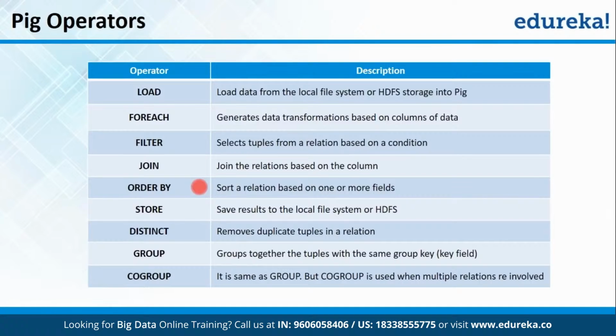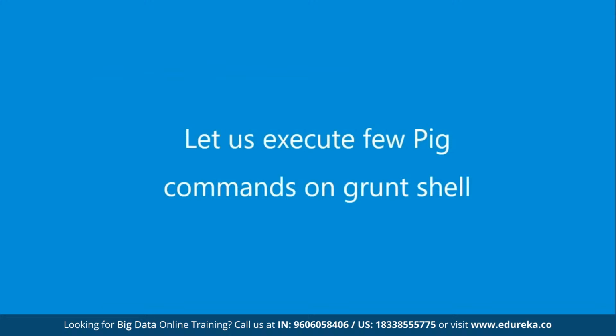Store is another relational operator used to store the data onto the HDFS or the local file system. Distinct is nothing but to remove the duplicates from the set of rows. Group is to group the data on the basis of a particular field. Co-group is nothing but a join operation between two relations followed by a group operation based on a field, right? So this is what Twitter used, which we saw in the example before. So let's move on to the next slide, and it's time for some practicals. We'll go into the grunt shell and we'll execute a few commands over a sample data set.